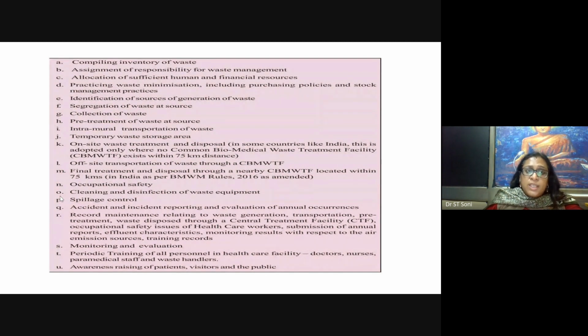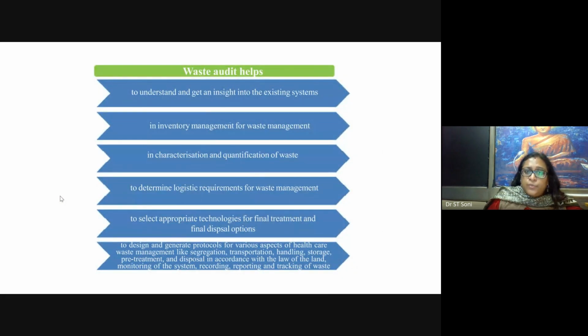So these are the key things we are supposed to do in the administrative and managerial aspect of biomedical waste. Now I will be highlighting certain points of the waste audit. In a waste audit, we need to categorize very importantly. We need to see how much quantity we are generating, and also determine the logistic requirement of the waste, because depending upon the quantity, as I told you, you can customize the size of the container for this sharp waste.